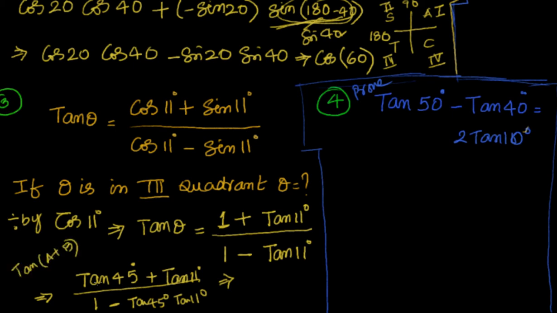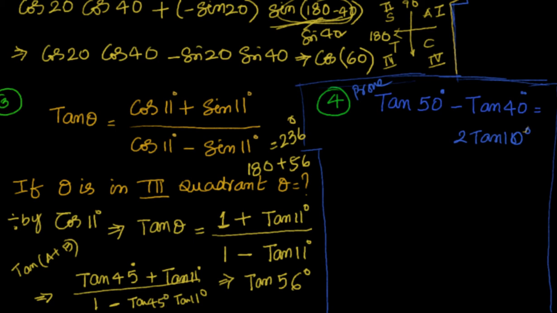Tan of A plus B equals tan A plus tan B by 1 minus tan A tan B. So this is nothing but equal to tan of 56 degrees. But we were told that theta is in the third quadrant. So theta should be 180 plus, because third quadrant means it should be between 180 and 270. So this becomes 180 plus 56, that is nothing but equal to 236.